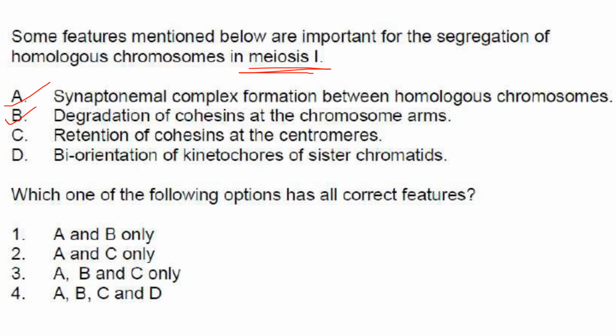Retention of cohesins at the centromere. Yes, that I told you just now. Biorientation of kinetochores of sister chromatid. Biorientation happens during metaphase in mitosis and metaphase 2 in meiosis 2, not in meiosis 1. So D is not correct. So the answer is A, B, C only.